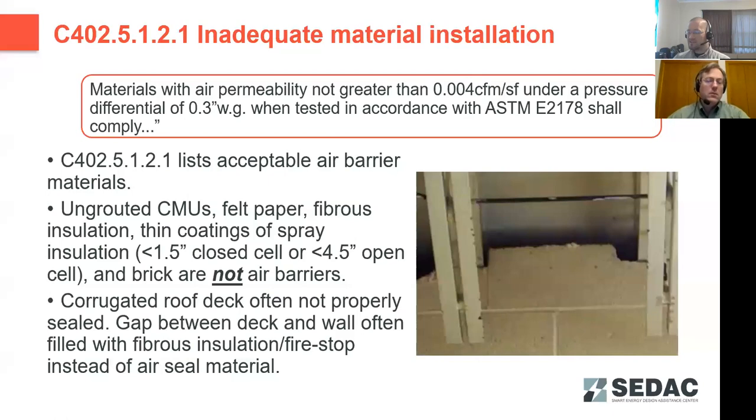For corrugated roof decks, it's very common that we see where the roof deck sits on the wall that joint isn't properly sealed. I've seen a lot of times it's stuffed with fiberglass insulation. They do make gaskets and sealant assemblies to seal that roof deck down onto the wall assembly and minimize air leakage through that joint.